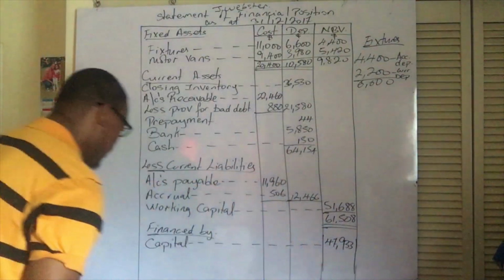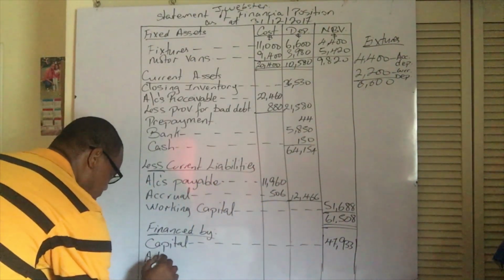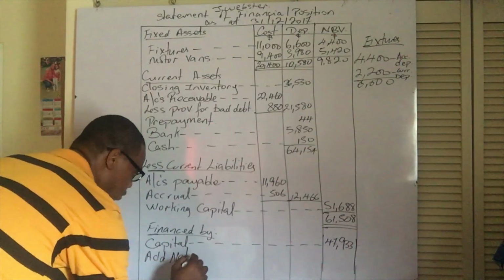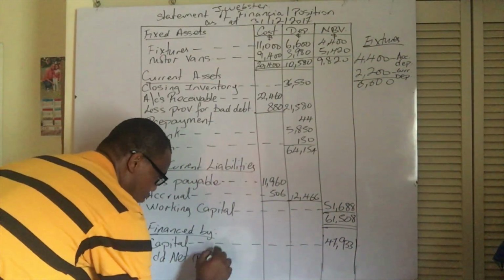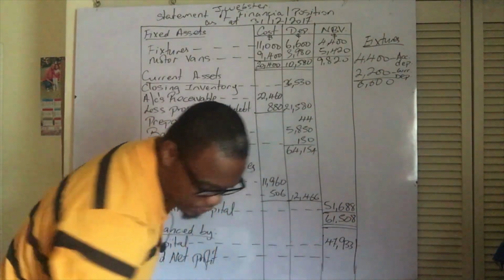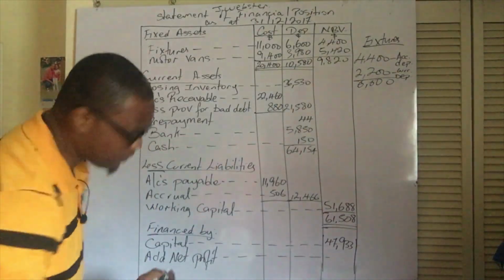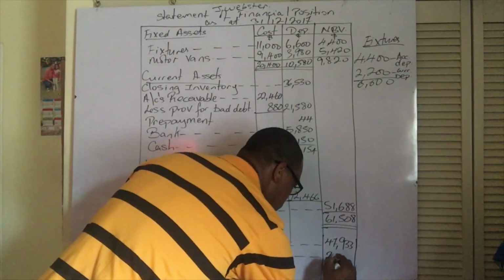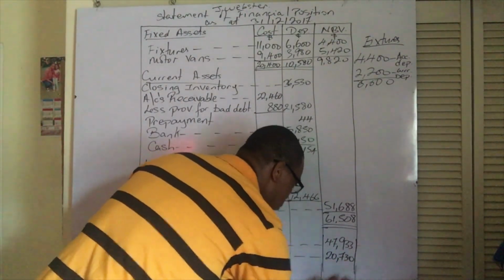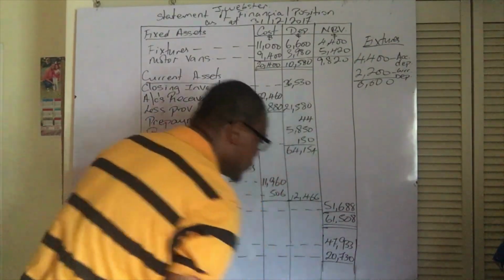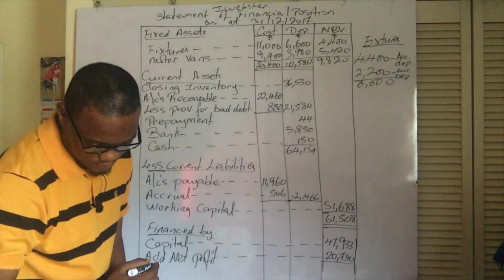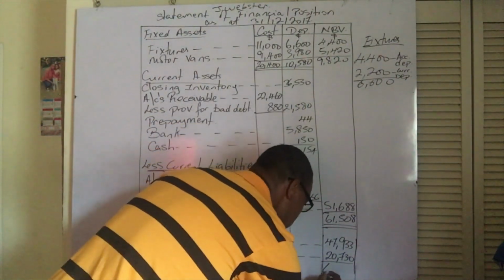47,933, right? Then now you would add your net profit, the same net profit that we got from the income statement. You would add it here now, and our net profit figure was what? 20,730, right? So that would give us a figure of what? 68,663.